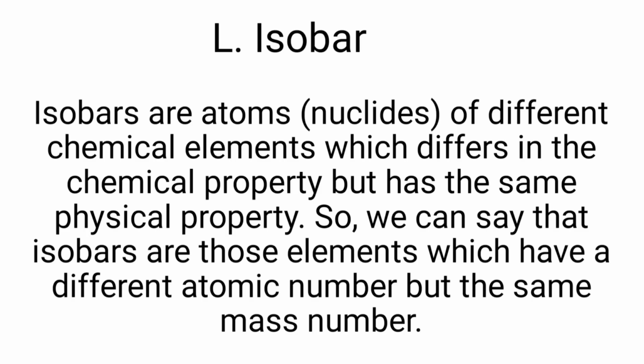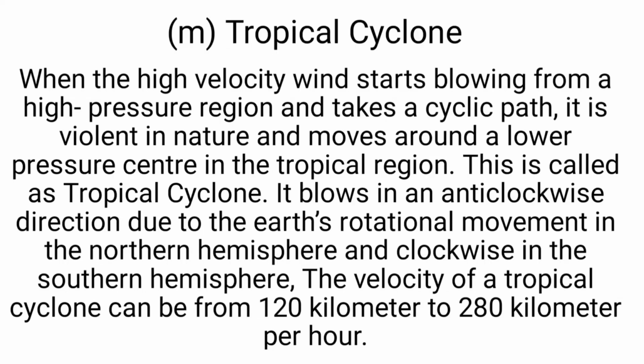L. Isobar. Isobars are atoms of different chemical elements which differ in the chemical properties but have the same physical property. So we can say that isobars are those elements which have a different atomic number but the same mass number.